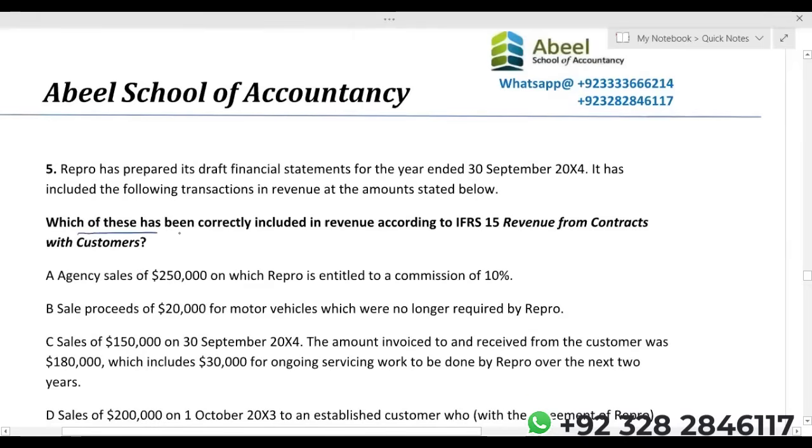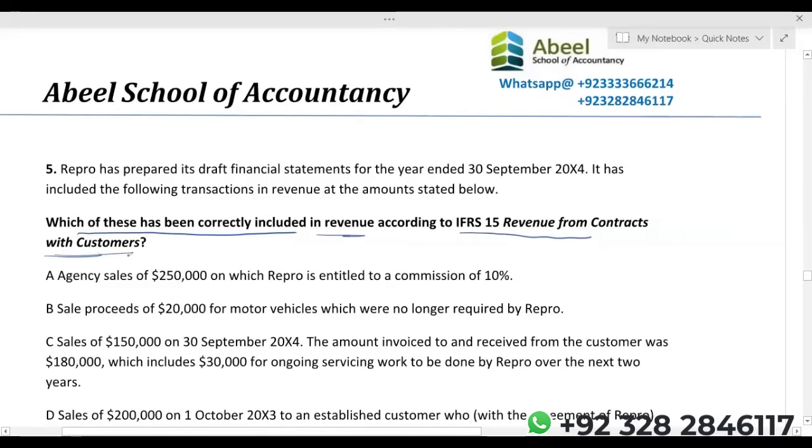Which of these has been correctly included? Which of these has been correctly included in revenue according to IFRS 15, revenue from contracts with customers?